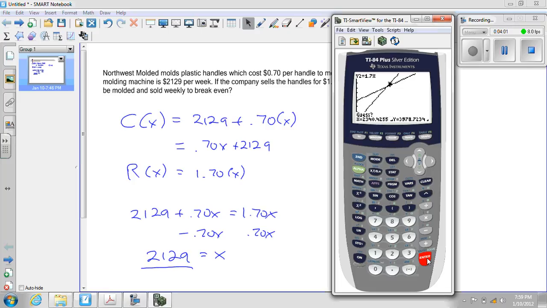And I'm not going to make a guess. And what does it show me? My intersection is x equals 21.29. That's how many handles I have to make. And the other thing it shows me is that my revenue would be 3,619.3. So I didn't figure that out, but if I took the 21.29 and plugged it into my revenue model here, 21.29 times 1.70, I am positive is 3619.3.